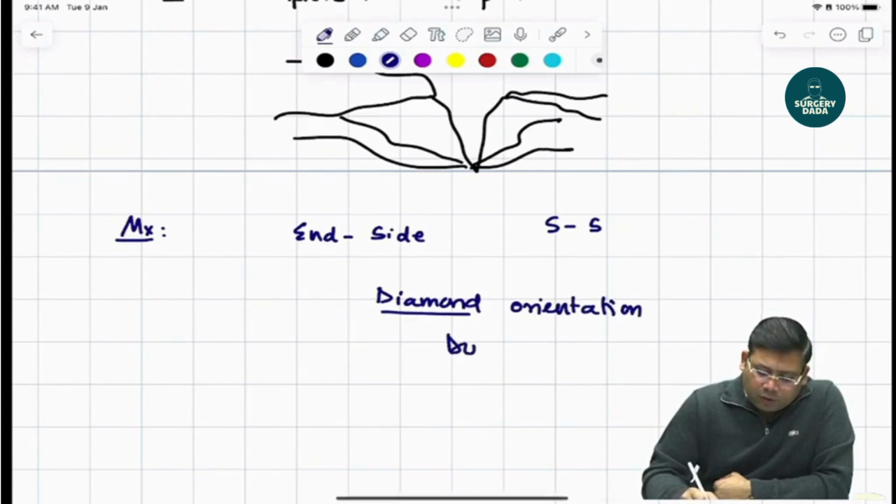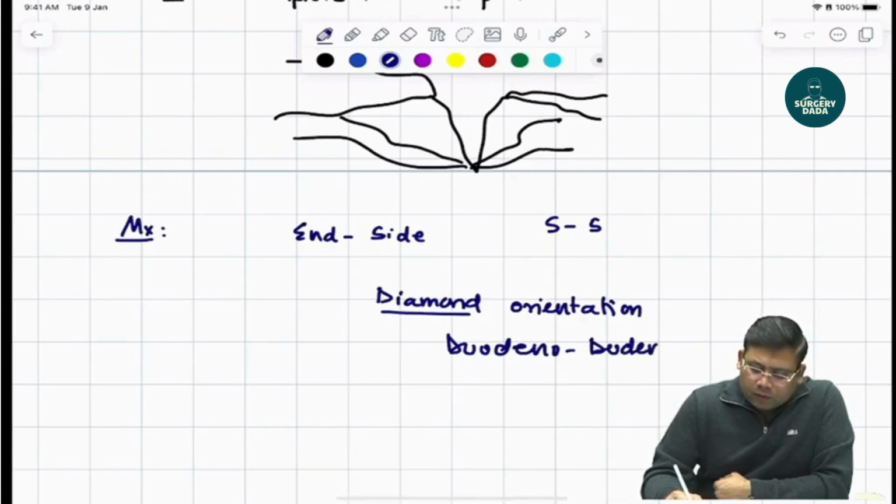Duodenostomy. This is also known as Kimura surgery. Let us understand what is the concept of this diamond anastomosis.